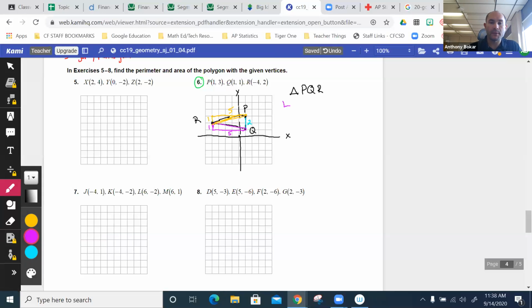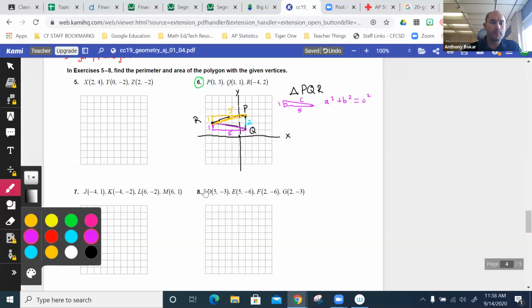So I have a little triangle off to the side here. Let's use the Pythagorean theorem. So here's 5. Here's 1. This is a right triangle. Pythagorean theorem says I need to find this side, which is C in the formula. So a squared plus b squared equals c squared.